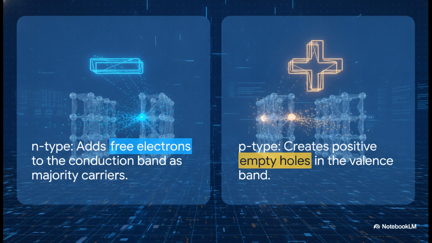On the flip side, by adding aluminum, which is an acceptor with only 3 valence electrons, we create positive empty spaces called holes in the valence band. This is a P-type material, and those holes actually flow through the lattice just like positive charges.